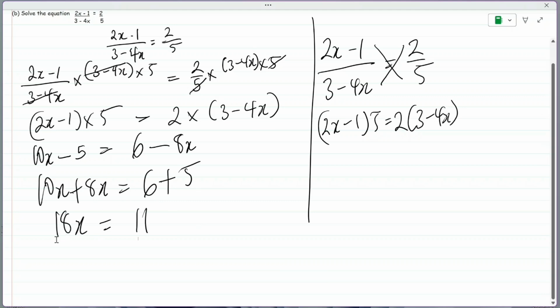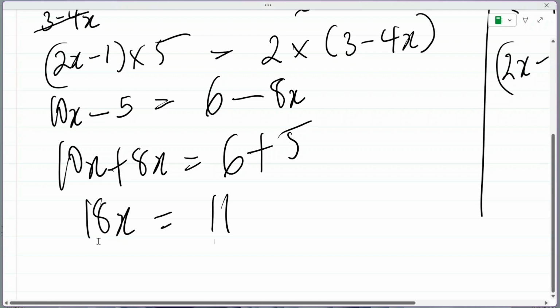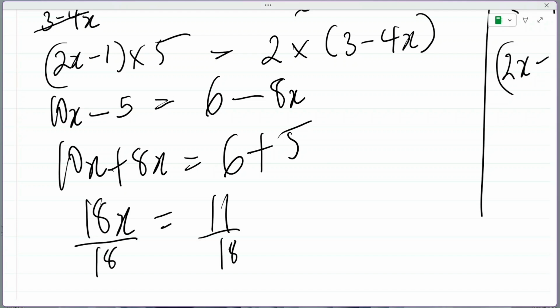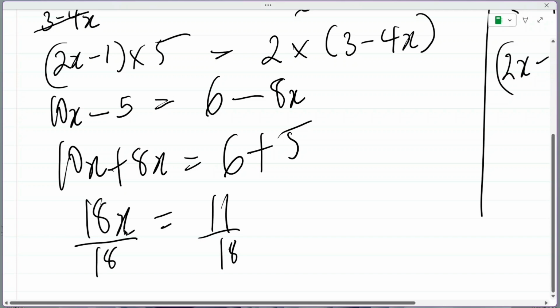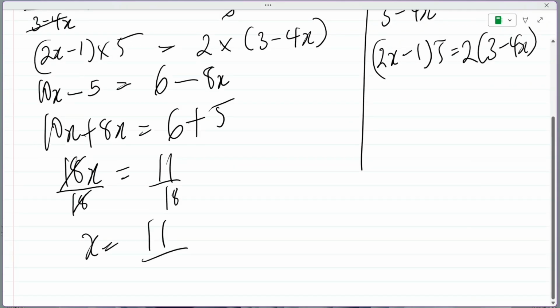We're looking for x. We divide both sides by the coefficient of x, which is the number joined to x. That's 18. So we divide both sides by 18 to get the 18 off this x. So 18 cancels 18. x equals 11/18. That's our final answer. The answer to this question is 11/18.